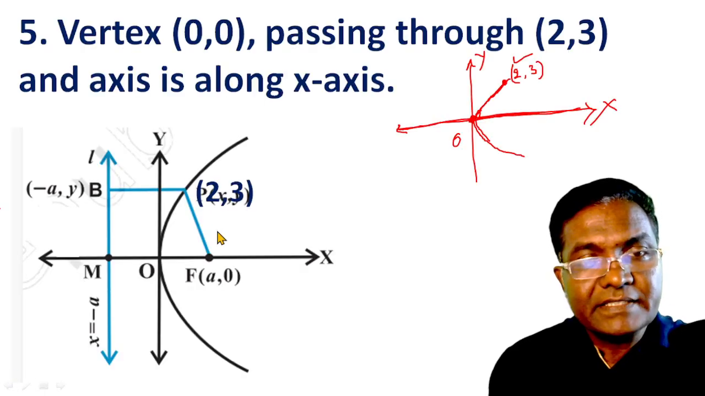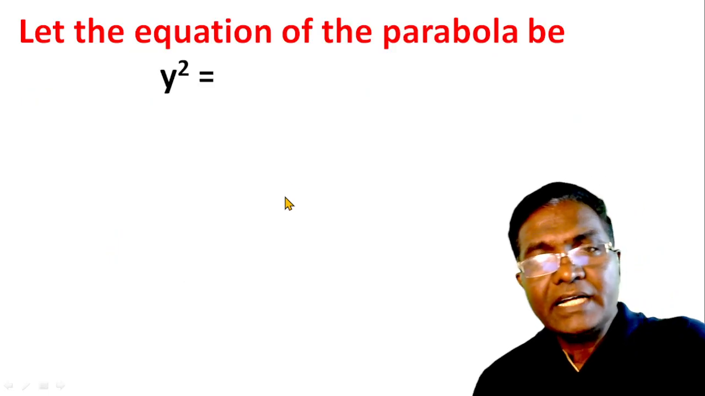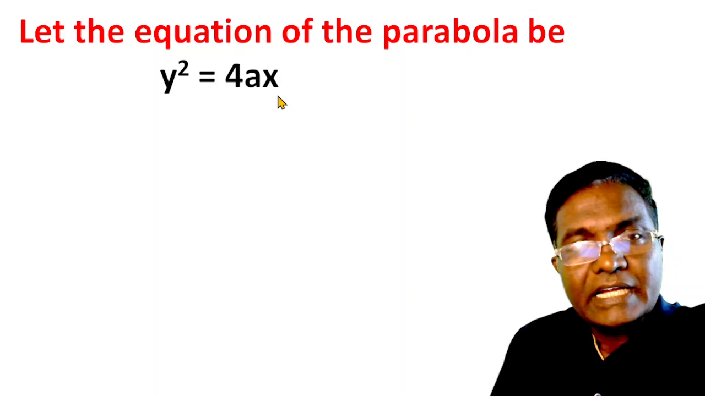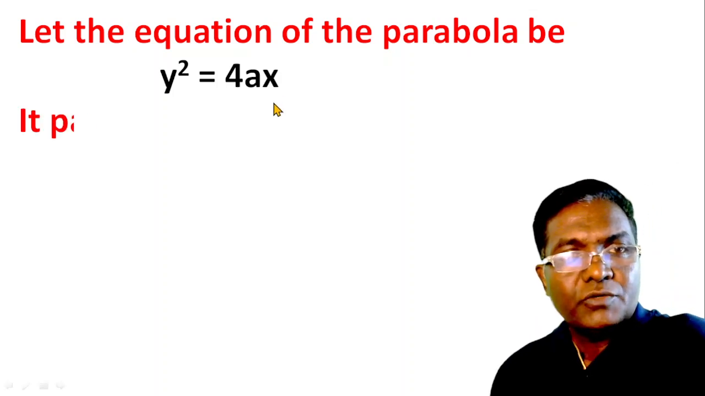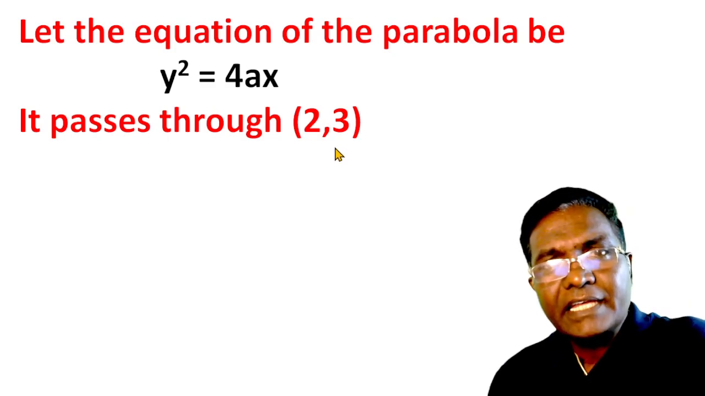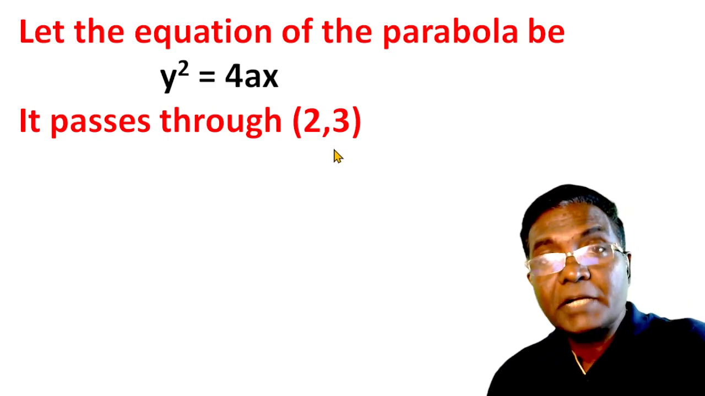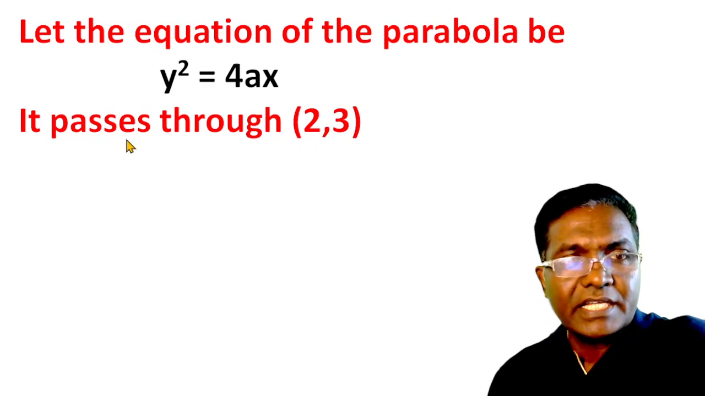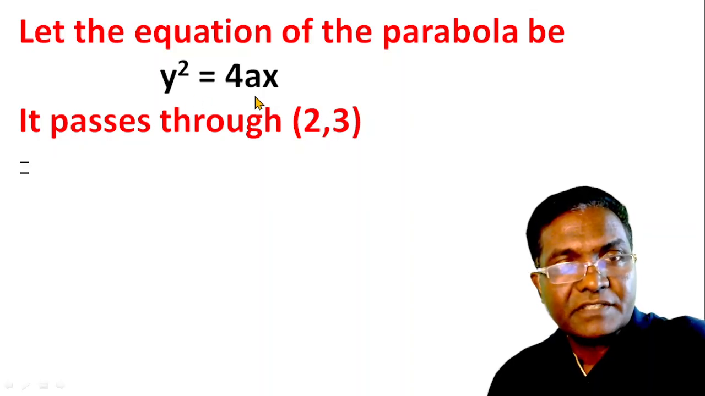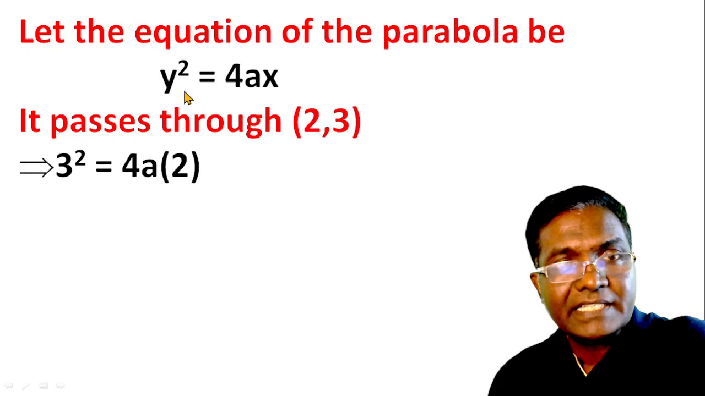Yes, here is the case. So let us assume that the equation of the parabola is in the form y square equal to 4ax. You are given that this parabola passes through the point 2, comma 3. If any curve passes through some point, then that point satisfies the equation. So 2, comma 3 satisfies this equation. So replace y as 3 and x as 2. So 3 square equal to 4a into 2.